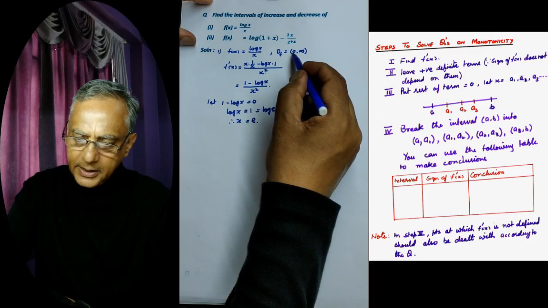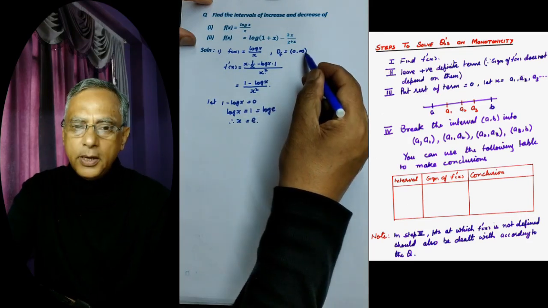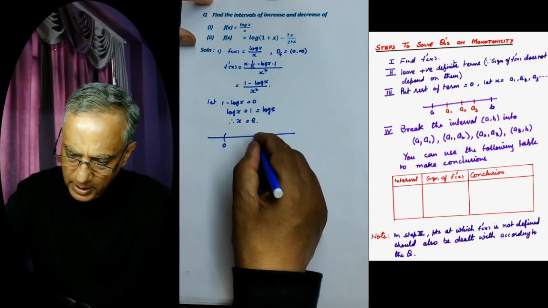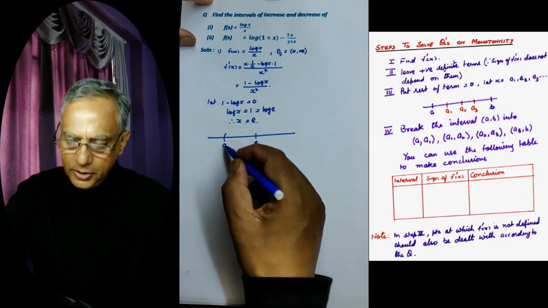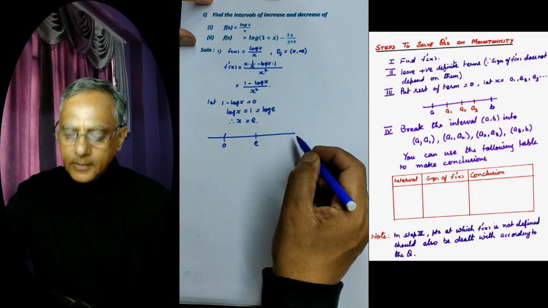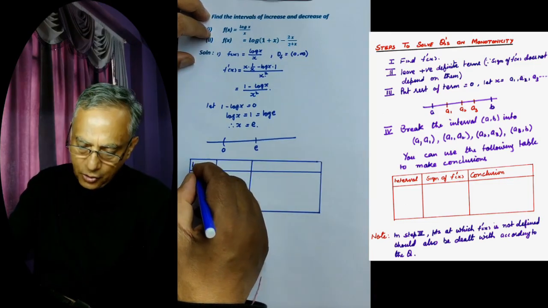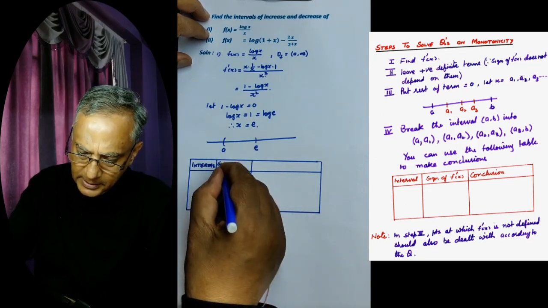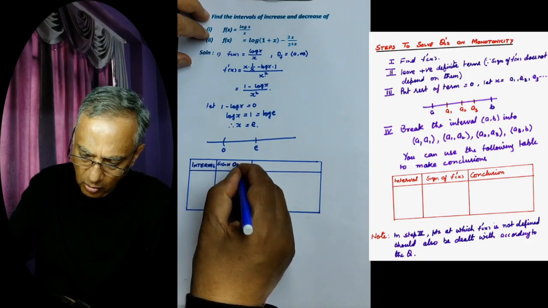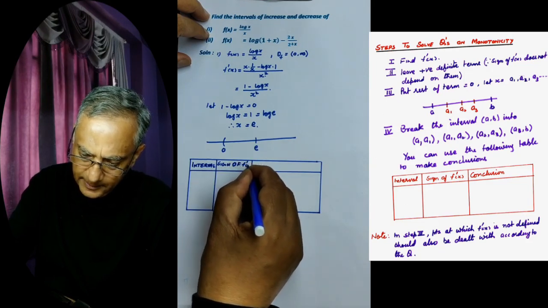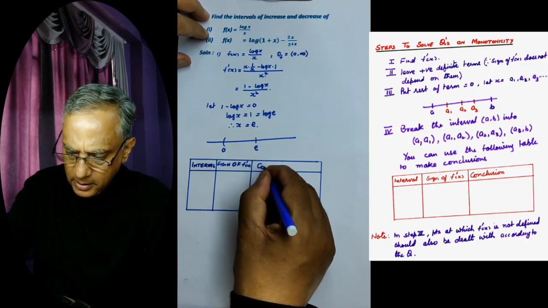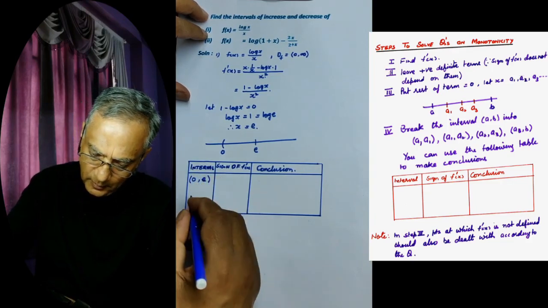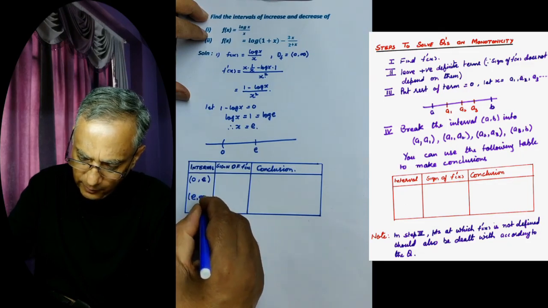So we must break this interval 0 to infinity into two, at the point e: 0 to e and e to infinity. We make the following table. First column is interval. Second is sign of f'(x), and in the third column we enter the conclusion. Now the first interval is 0 to e and the second is e to infinity.